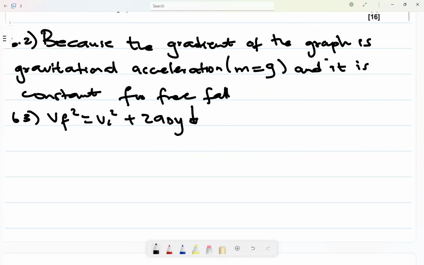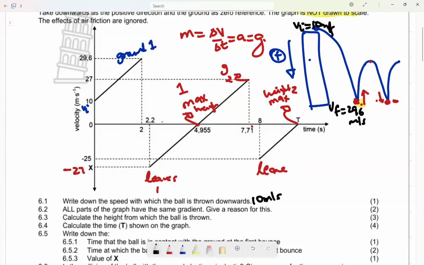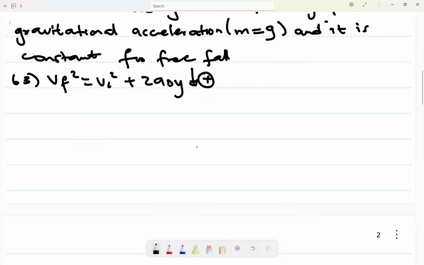I choose down as positive again. They also told me time, so I can also use time. Whichever formula you want to use, it's fine. But if you're going to use change in y is equal to Vi change in time plus half a change in time squared, you have to use time as 2.